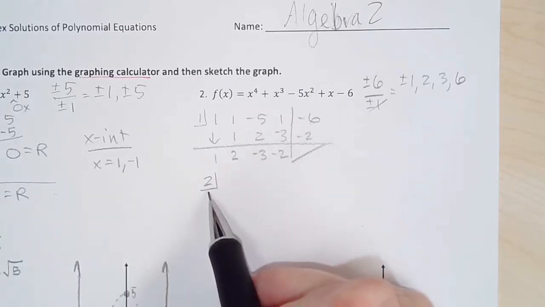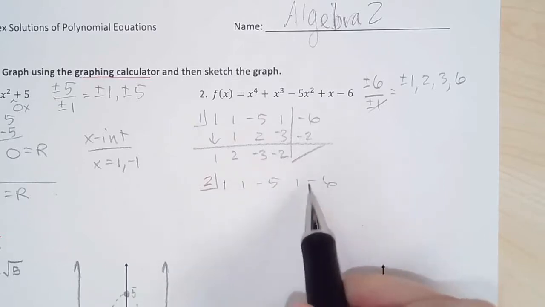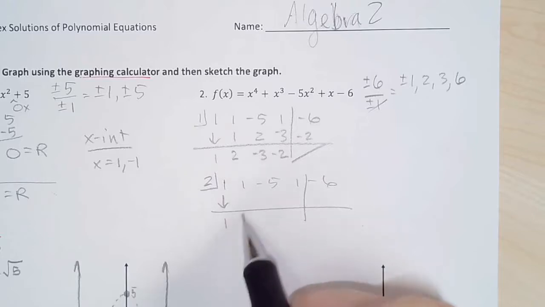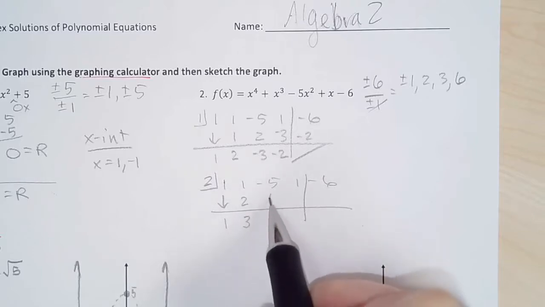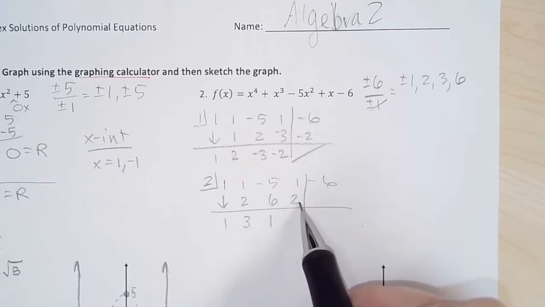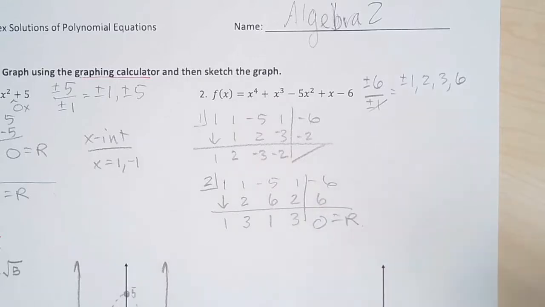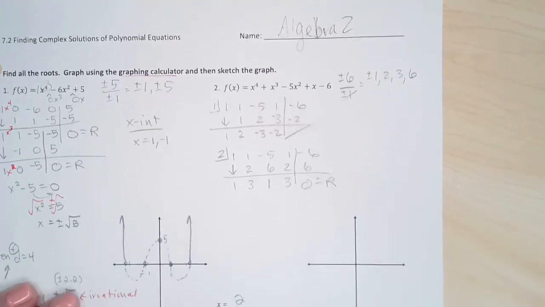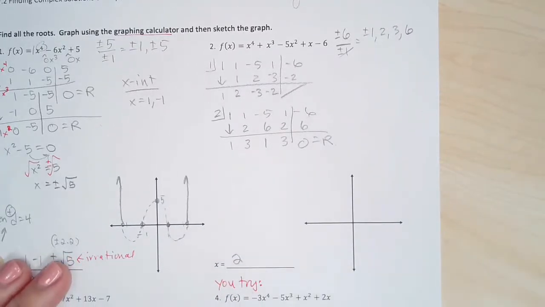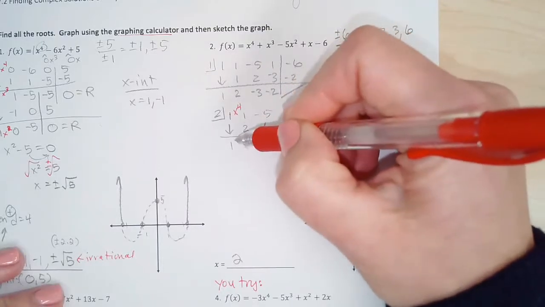But we are going to do synthetic division. We've got 1, 1, 1, negative 5, 1, negative 6. We're going to drop down the 1, multiply, add, multiply, add, multiply, add, and again multiply, add, and we get a remainder of 0. That means 2 is a solution. And this was an x to the 4th equation, which means this is now a cubic equation.